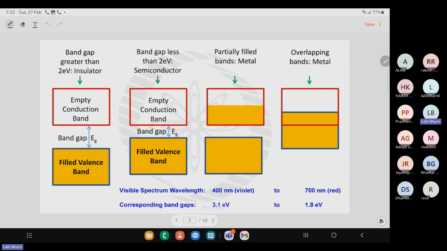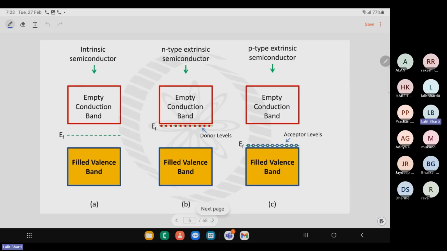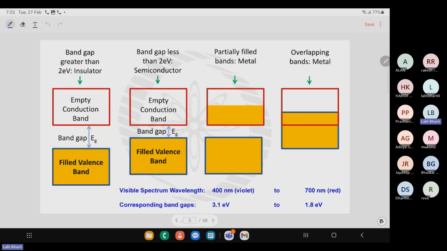Then we'll see how. Since these slides are already covered in the main lectures in quite some detail, I will just be touching upon it. They are giving the visible spectrum wavelength and corresponding band gaps. So why is this important? Why is the particular wavelength important?